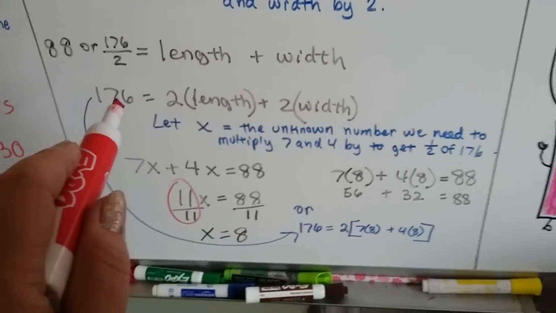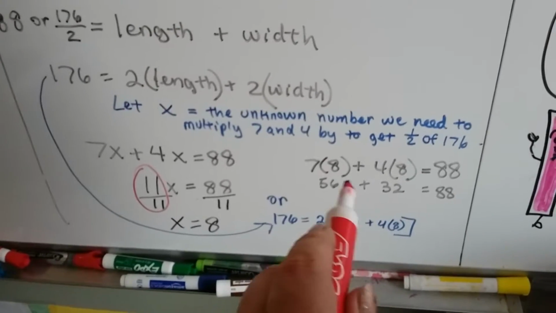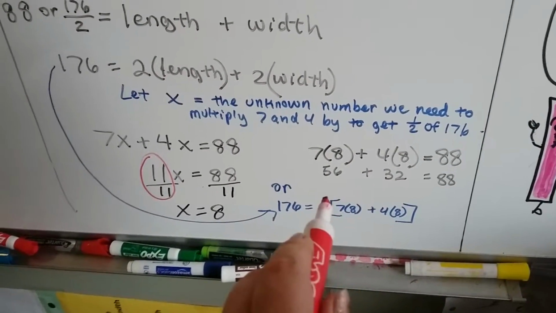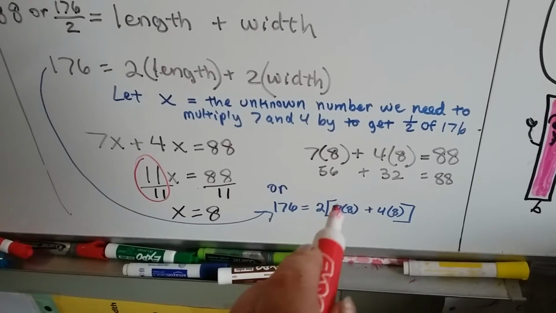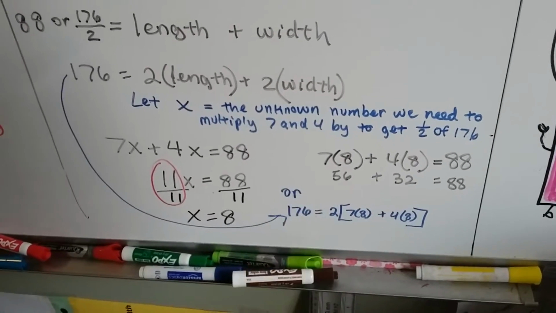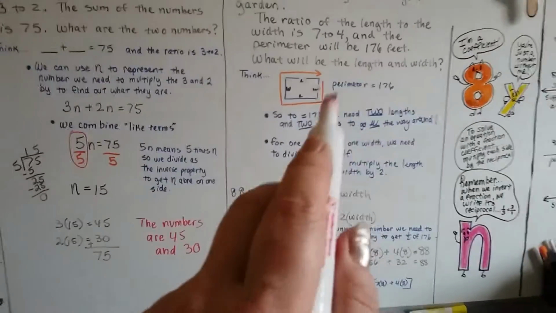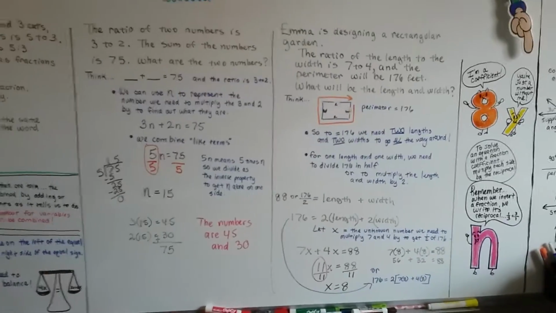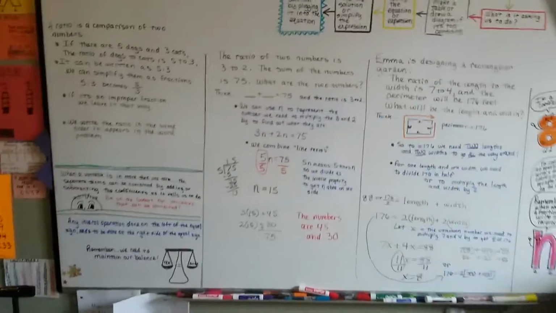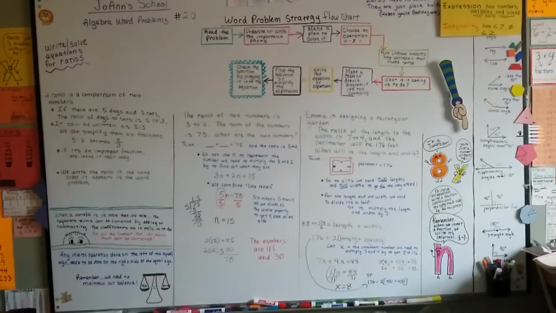Now if we had gone the other way with the 176, we would have had to do what we just did, the 7 times 8 plus the 4 times 8, and then we would have had to multiply the entire thing by 2 by putting it inside brackets or parentheses, see? And then we would have gotten the 176. So keep your eyes open for tricks. That was very tricky. They said they wanted 1 length and 1 width and then gave us a perimeter. Ooh, they're sassy, aren't they? You've got to watch out for those tricks, because that's what'll snag you up every time, all right?